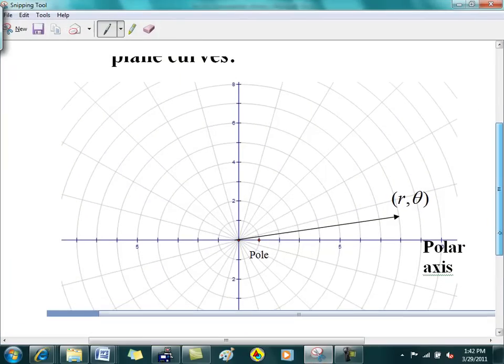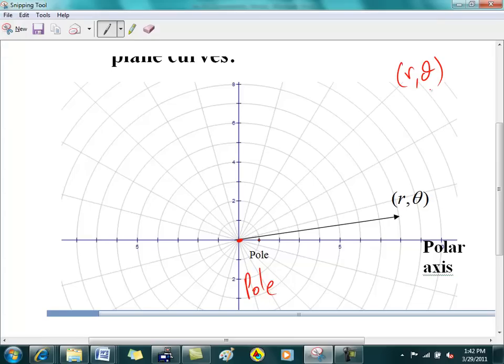So what you have here is the origin in this paper is called the pole. And a point on the graph is given by r and theta. So r will stand for a radius or a distance from the pole, and theta would be your angle.